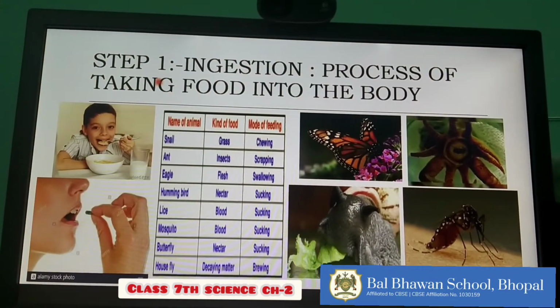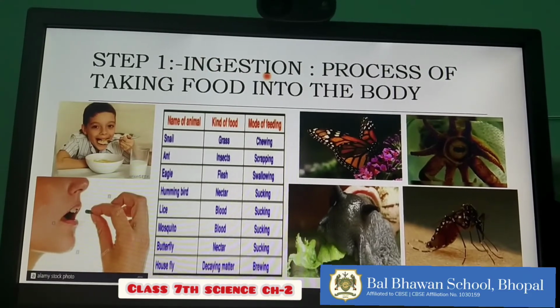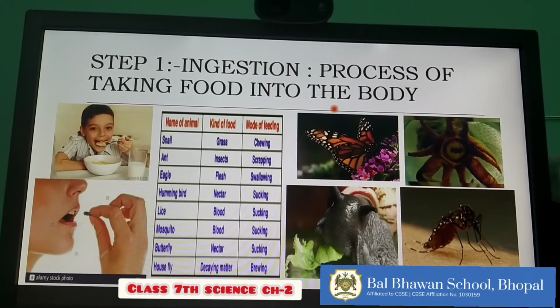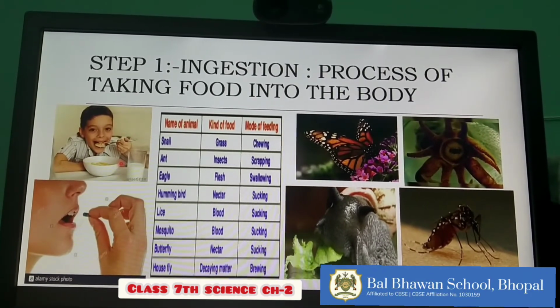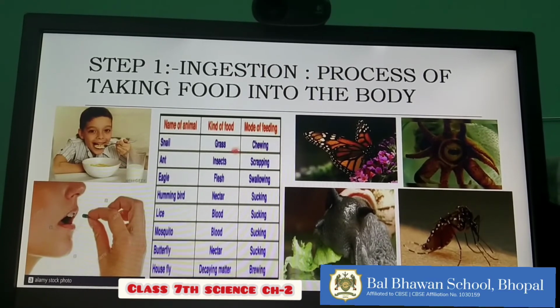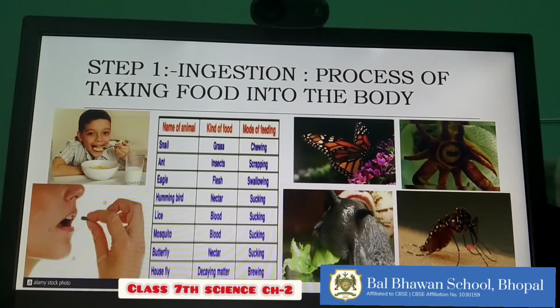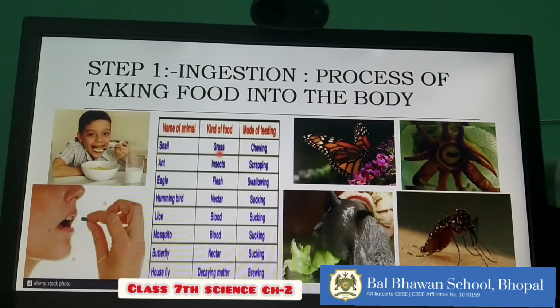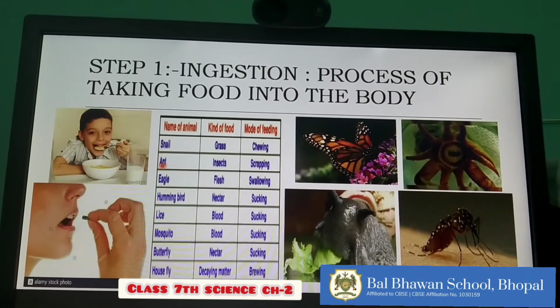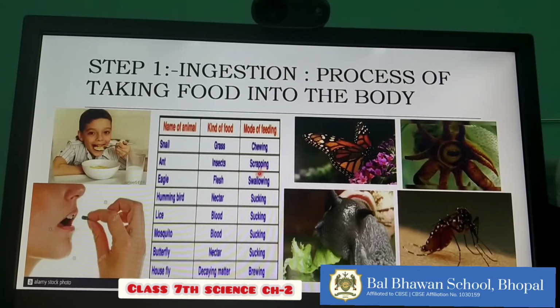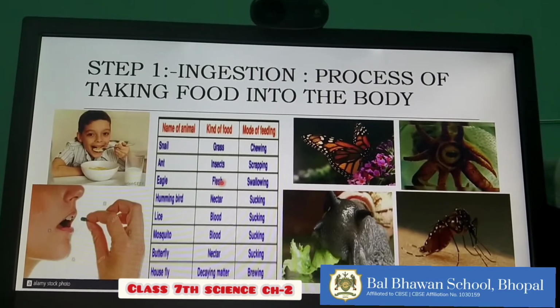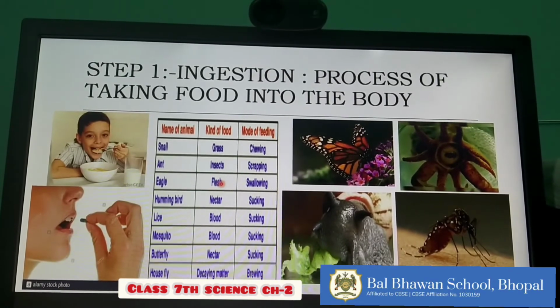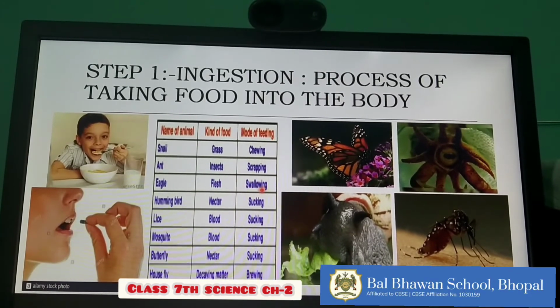Now, coming to the first step, ingestion. What is ingestion? It's the process of taking food into the body. Different organisms have different ways of feeding. Coming to the snail, the mode of feeding is chewing. The food it feeds upon is grass. In the case of an ant, which is an insect, the mode of feeding is called scraping. In the case of an eagle, which is a flesh-eating bird, the mode of feeding is swallowing.